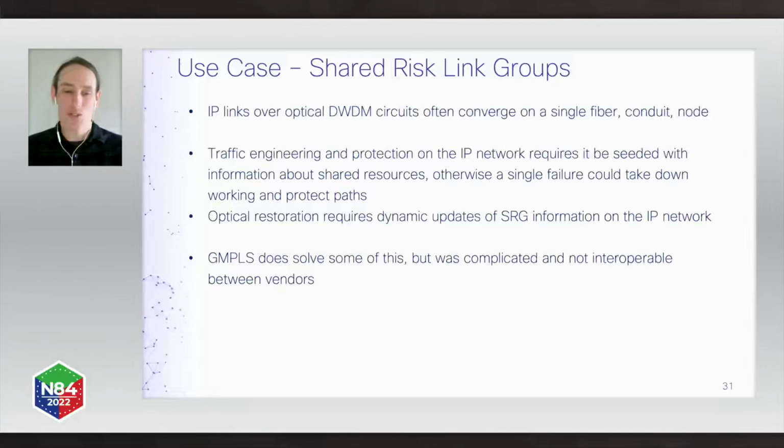So one use case that's near and dear to me is this notion of shared risk link groups. And like I said, a lot of the SDN applications that we look at today talk about multi-layer networks with IP and optical. And this is definitely an IP and optical type of use case. Typically in DWDM networks today, we have multiple wavelengths. There could be multiple IP interfaces that use the same path of the network.